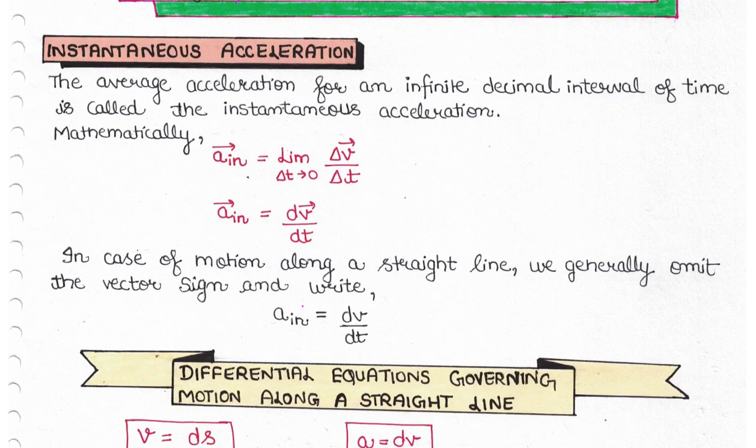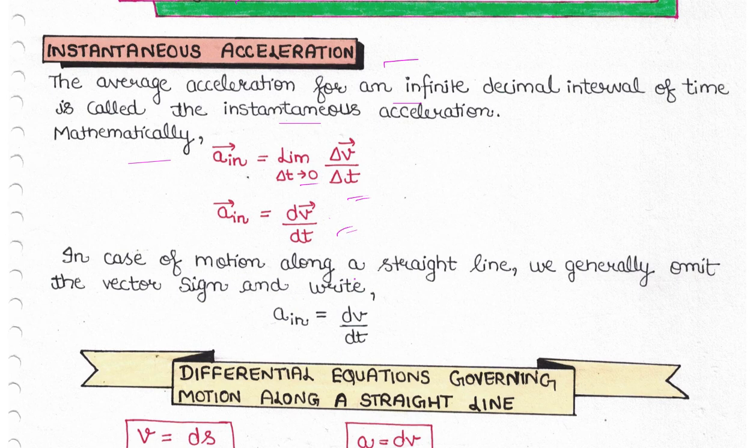Now, what is instantaneous acceleration? The average acceleration for an infinitesimal interval of time is called the instantaneous acceleration. Mathematically, we can write a instantaneous = limit Δt tends to 0 of Δv/Δt, or a instantaneous = dv/dt.